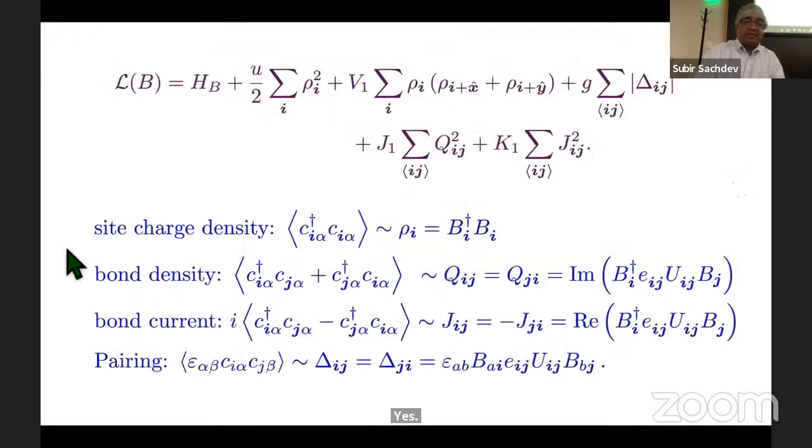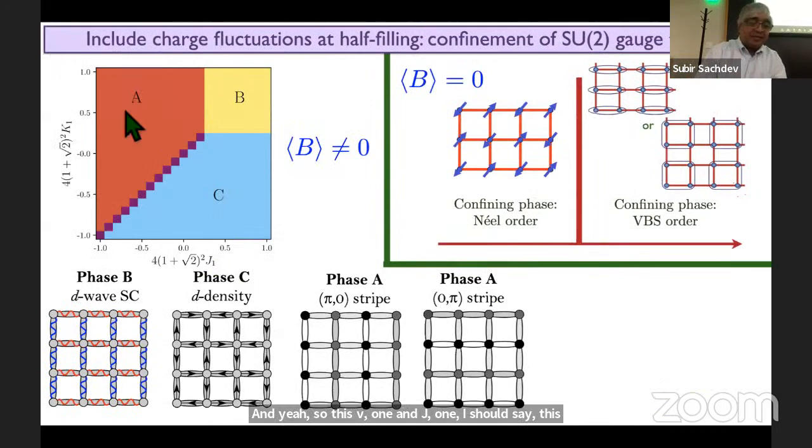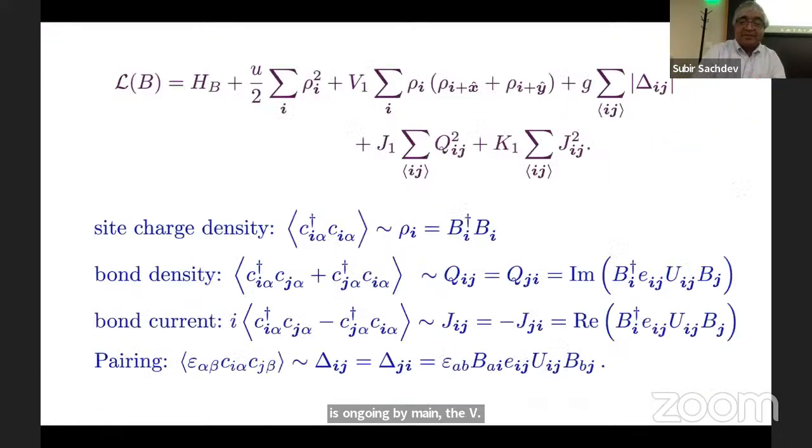So we're taking this theory and just minimizing it. That's all. It's a mean field theory. This is the hopping term for the boson. This is the quartic terms of the boson. We just minimize it. So this V1 and J1, I should say, this is all done by hand, the V1 and J1, or J1 and K1. Okay, where's K1? K1 is there. Okay, these are two of just some section.